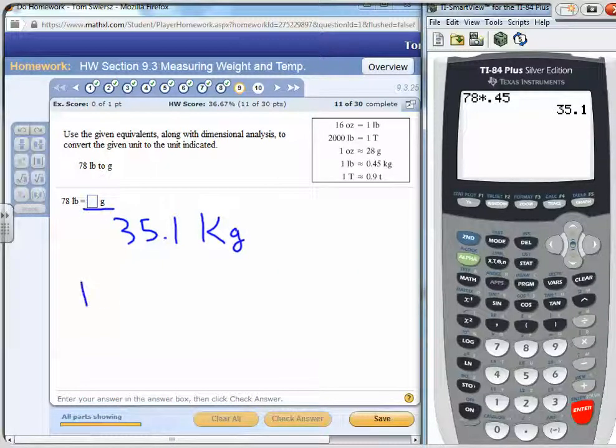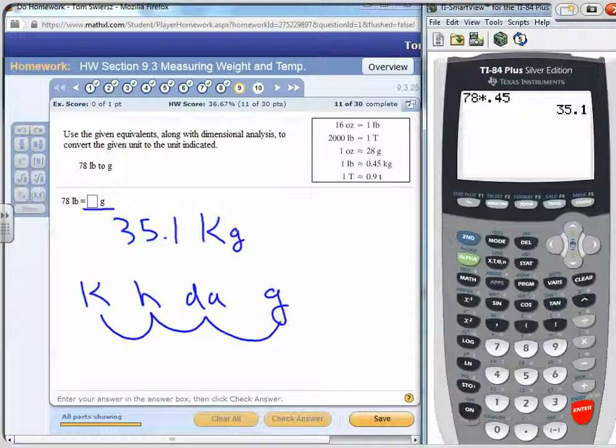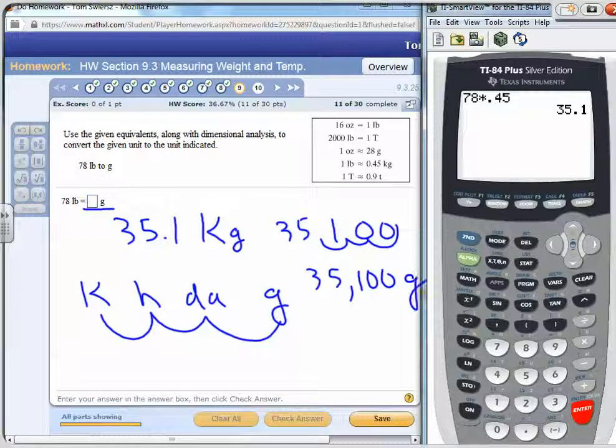Now we want grams. Kilo, hecta, deca, and then grams is the unit by itself. So from kilograms to grams, we're going to do 1, 2, 3 jumps to the right. So the decimal here, 1, 2, 3 jumps. So we'll end up adding 2 zeros, which gives us 35,100 grams.